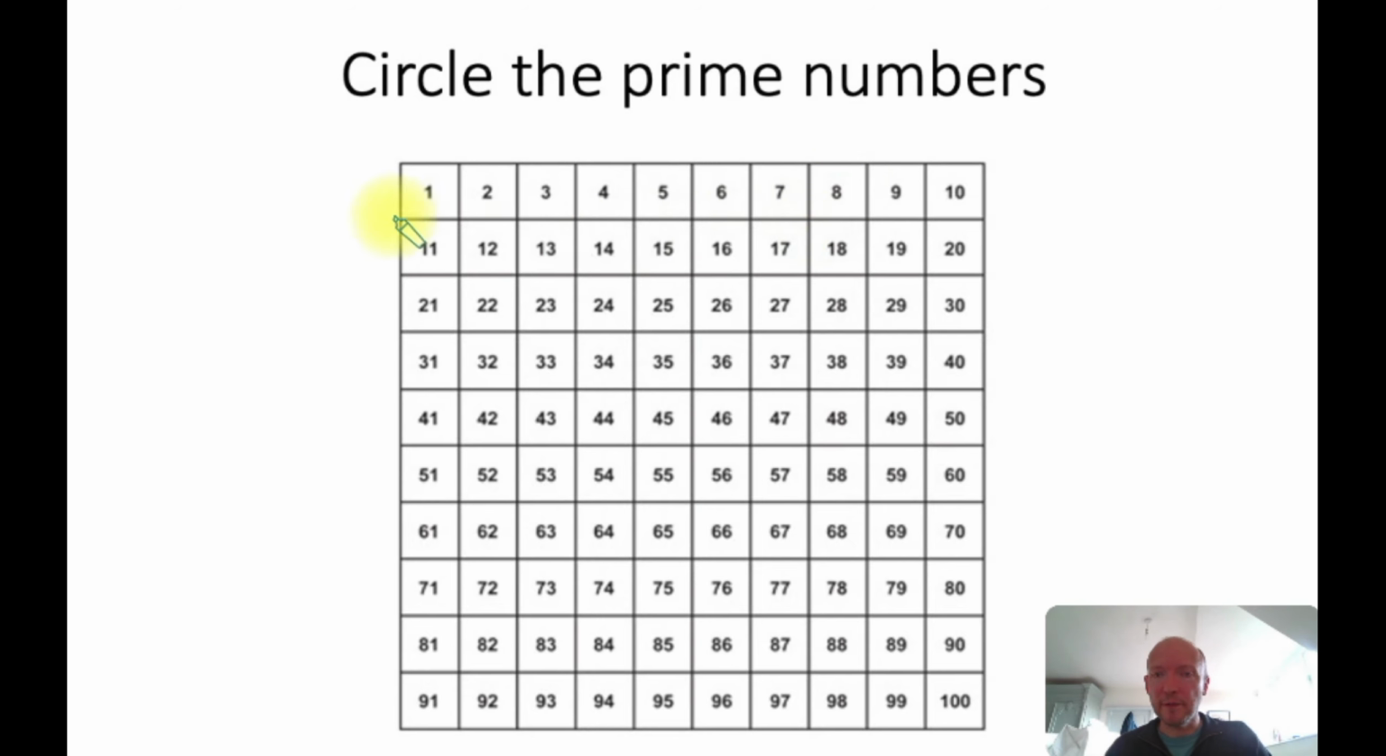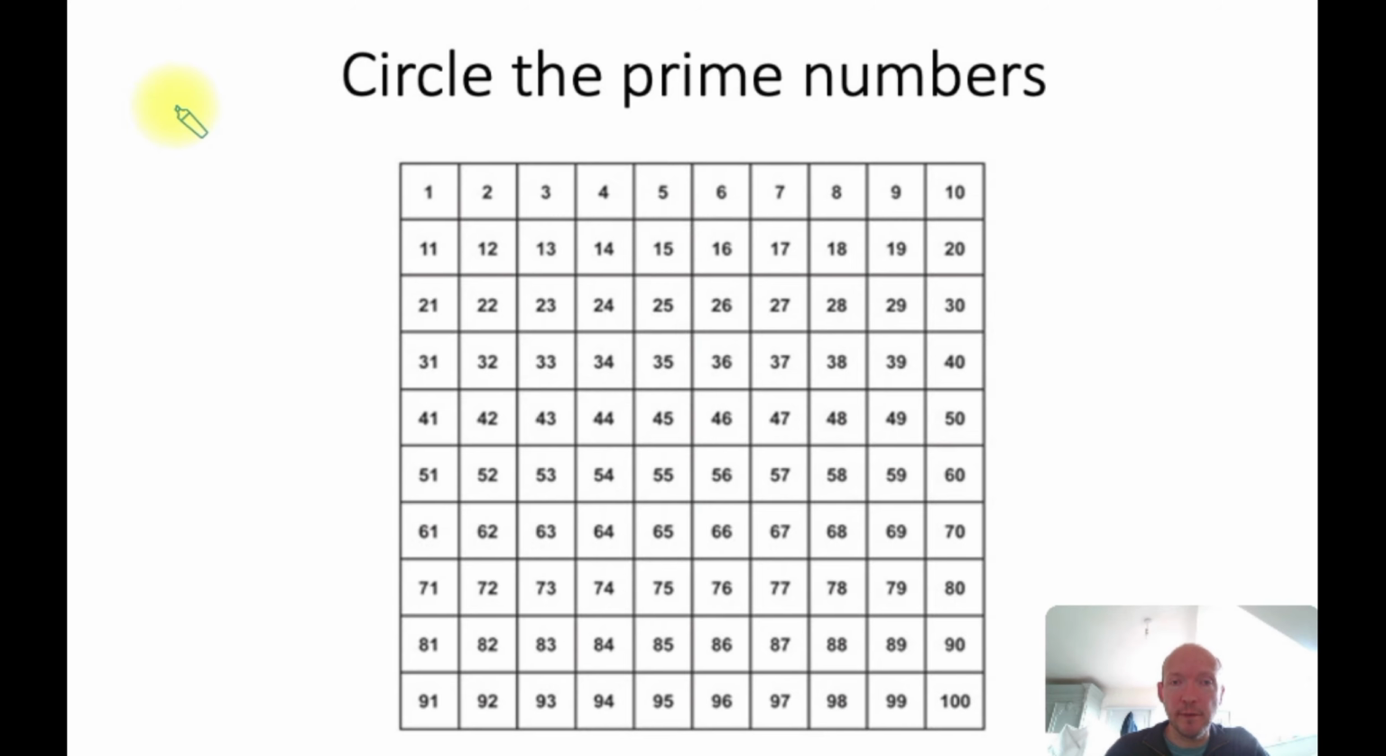But I'm going to try, and I'll go through these one by one, and we'll see if we identify some of the early primes. So I said circle the prime numbers, right? So let's have a look. Let's go through these one by one. Right, first of all, let's look at number 1. Now remember the definition. A prime number has got two factors, 1 and itself.